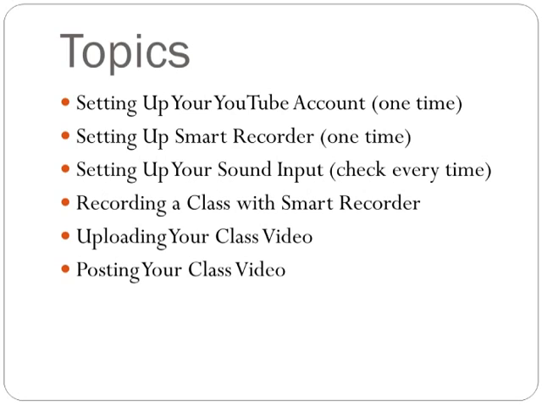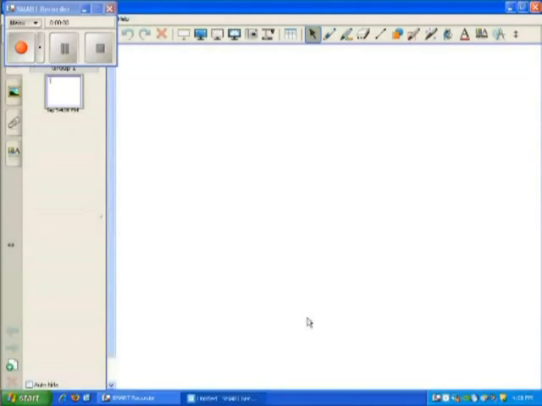The basic process is that you've got your sound set up, you open up Smart Recorder, and when you're ready to record, you just hit the record button. You'll notice it's got a record button and a pause button. And you can minimize it. And when you're all done, you stop.